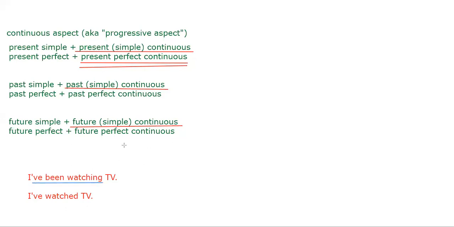Okay. So I've been watching TV. This implies that the action has been going for quite some time and it's still not finished. Whereas this one means the action has been going for some time, but it's been done. So that's the difference between the present perfect continuous and the present perfect.